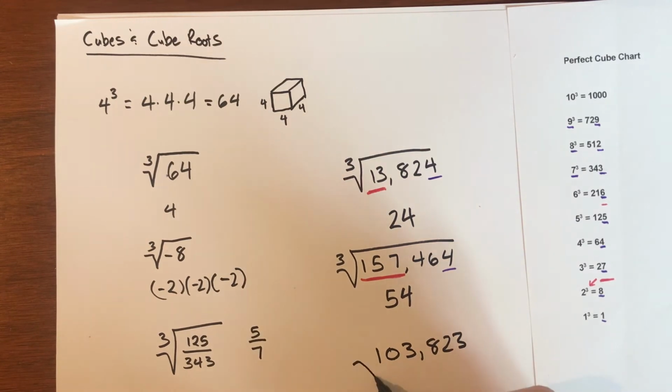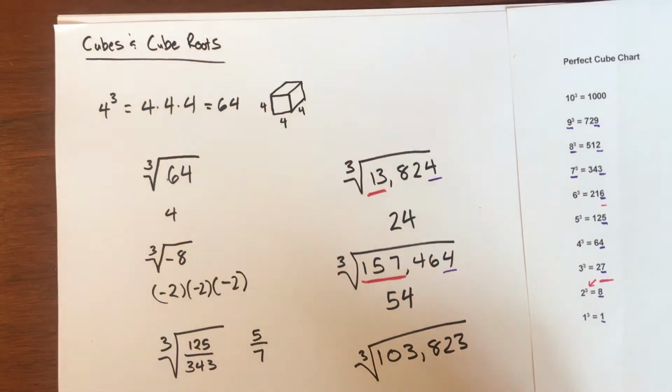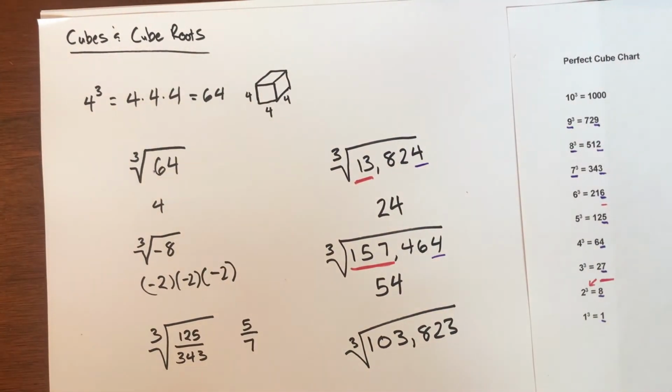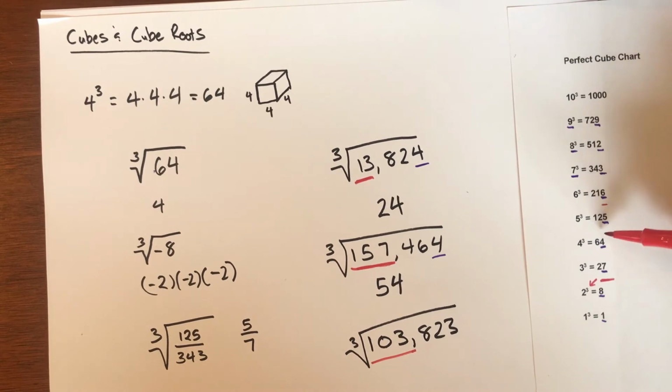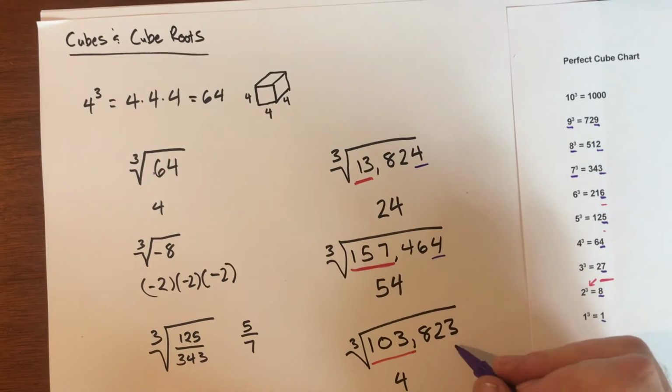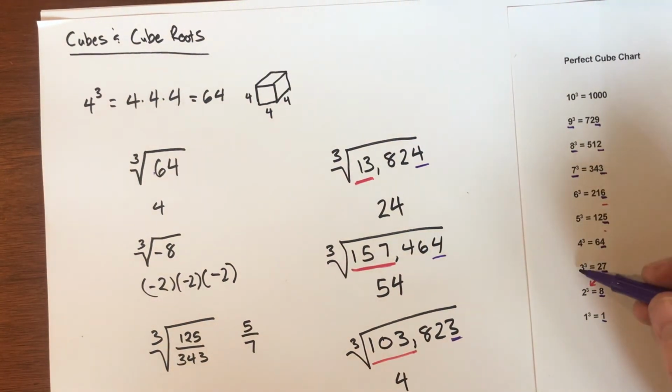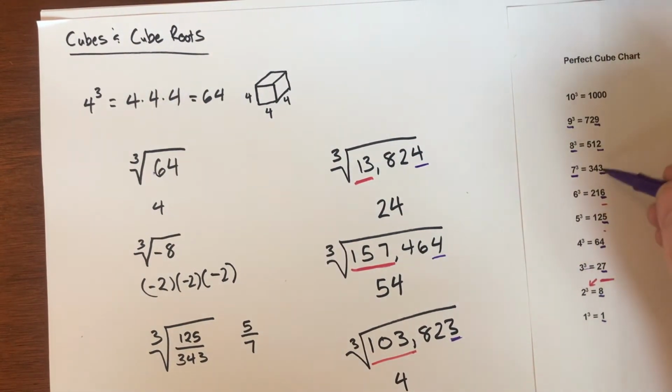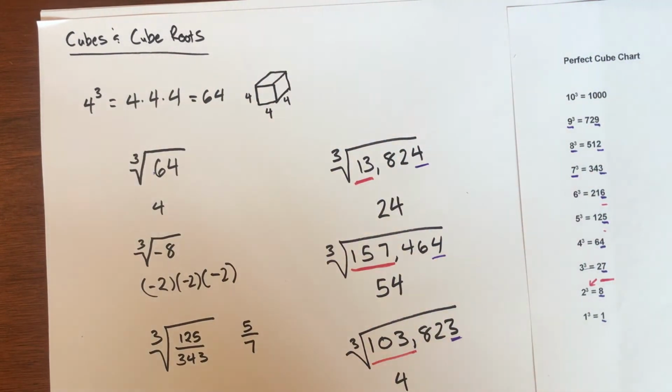103,823. Okay, we're gonna find the cube root of that. Pause it if you want to do it yourself first. Okay, here we go. Let's check out the thousands. 103. Where does 103 go? It goes right here between the 64 and the 125. So looking down, we know that this is going to be in the 40s. And it ends with a 3. And 3 is one of the ones that switches because 7 is 3, so 3 is going to be 7. So this is 47. That is the root.